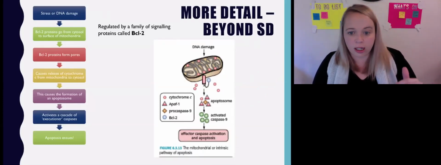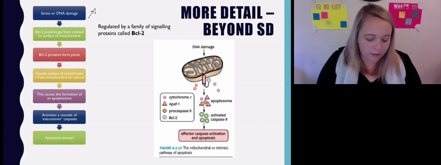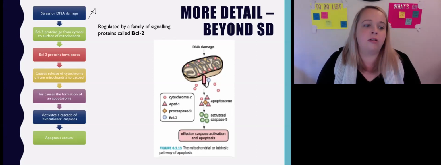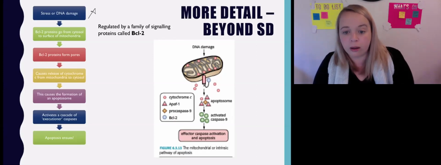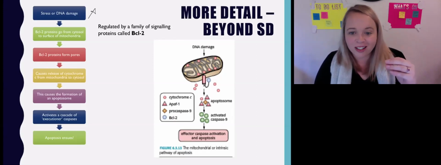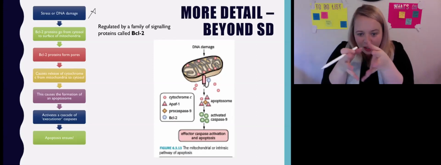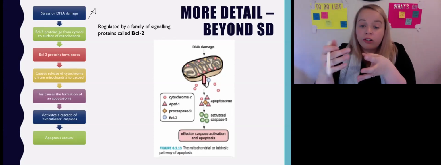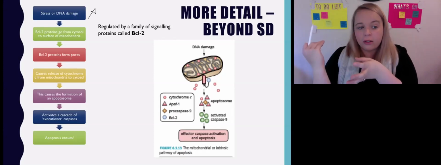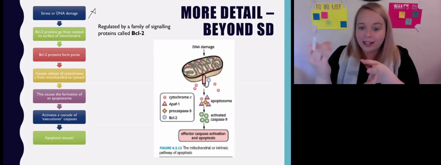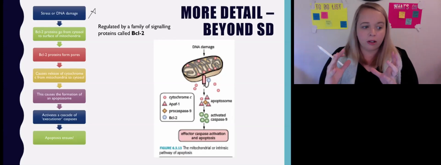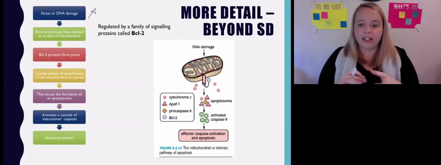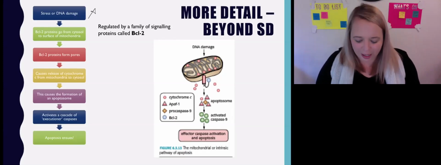So you've got stress or DNA damage at the top here. That's going to activate your BCL2 proteins that go from your cytosol and bind to the surface membrane on your mitochondrion. They form pores. So these BCL proteins actually form pores or holes in your mitochondrion, and that allows the cytochrome C to leak out. As it leaks out from the mitochondria to the cytosol, that causes the formation of an apoptosome, and that activates the caspase cascade.